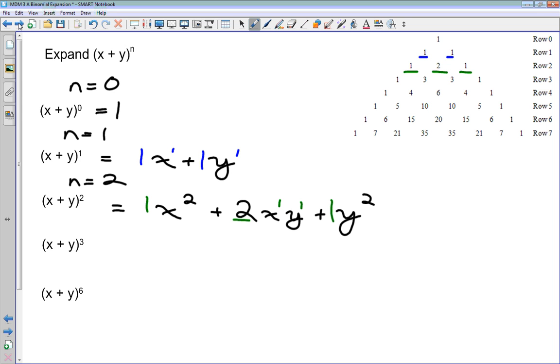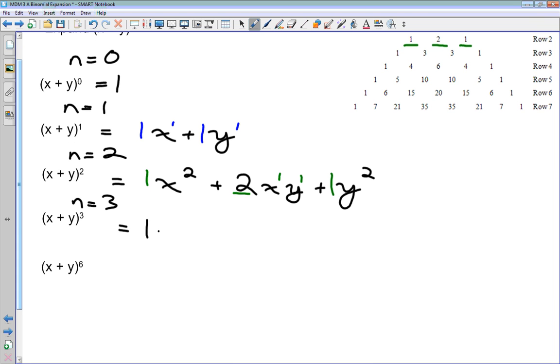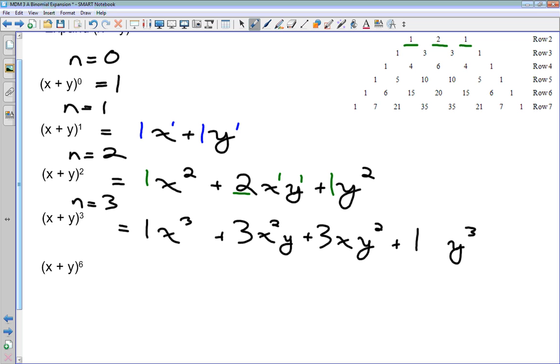Let's see how this would continue here. If we go down a row, we're at n equals 3. Okay? The expansion for (x + y) to the 3 would look like this: 1x cubed plus 3x squared y plus 3xy squared plus 1y cubed. Once again, my coefficients, 1, 3, 3, 1, are given by these numbers in the third row of Pascal's triangle. And for each one of these, if I add up the exponents on my x and my y, they have to add up to 3.